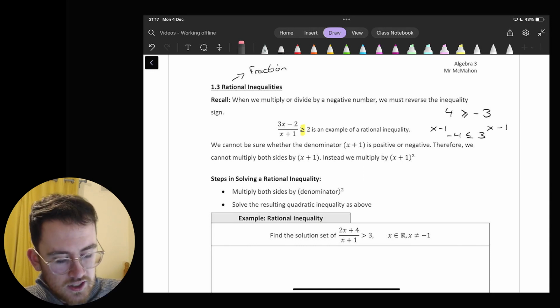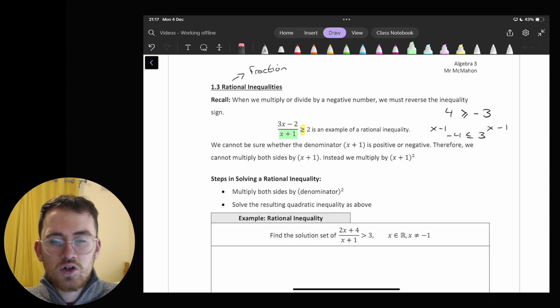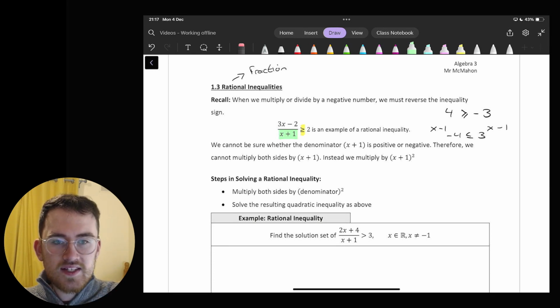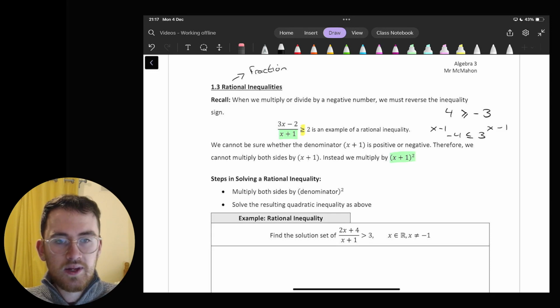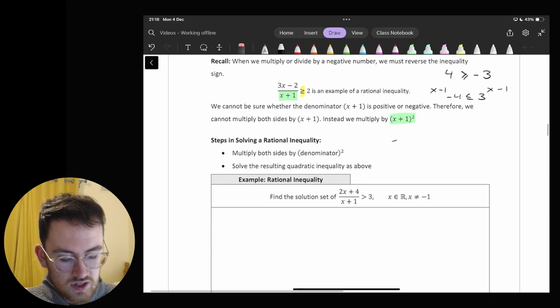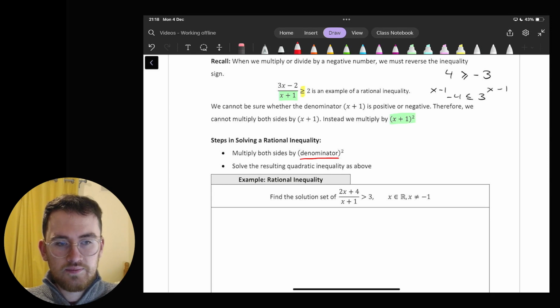But with these rational inequalities, we have an expression on the bottom, x + 1, and we can't be sure whether that is positive or negative, because that depends on the value of x. So for that reason, we can't just multiply both sides by x + 1 to solve this inequality. Instead, we multiply by (x + 1) squared, so we multiply by the denominator squared. Our steps in solving are fairly straightforward once we have the quadratic ones down. We multiply by the denominator squared, and then we solve as a quadratic inequality, as before.